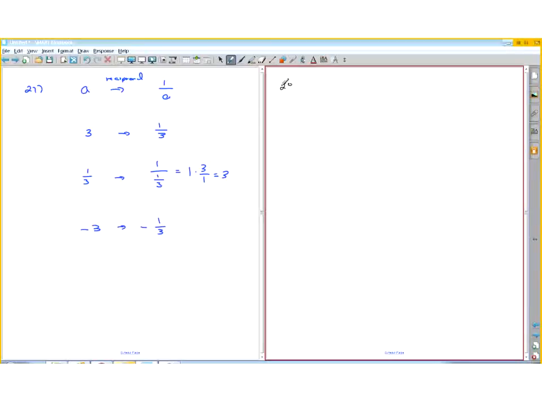Okay, number 28. 5 divided by 0, 9 divided by 0, and 0 divided by 0. Dividing a number by 0 actually gives an error message. On my calculator, 2 divided by 0, it says error, divide by 0.